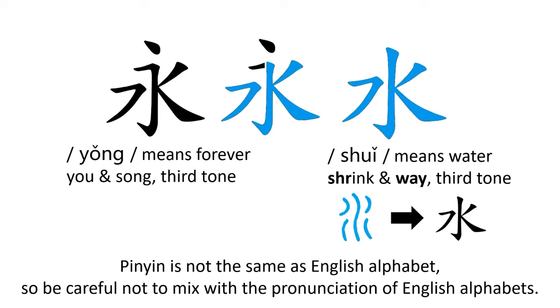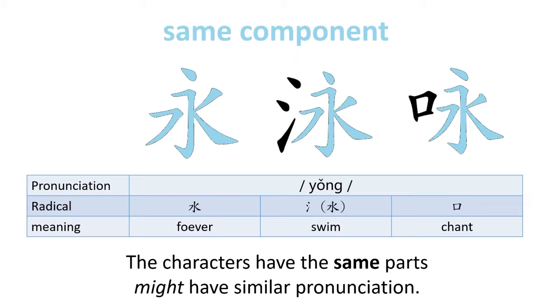The pinyin system is not the same as the English alphabet. So be careful not to mix it with the pronunciation of the English alphabet. And you might have noticed, 水 and 永 have totally different pronunciation, although they look similar. The truth is they might have similar pronunciation only when they have exactly the same part.